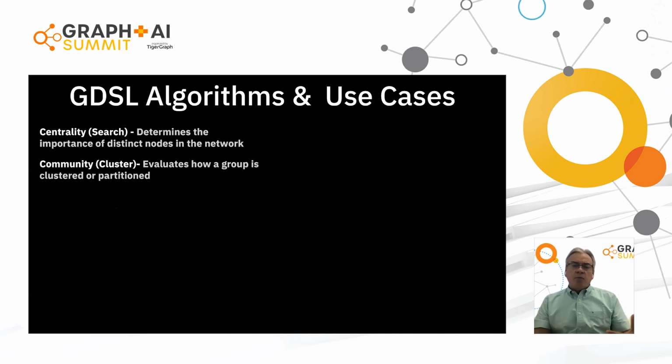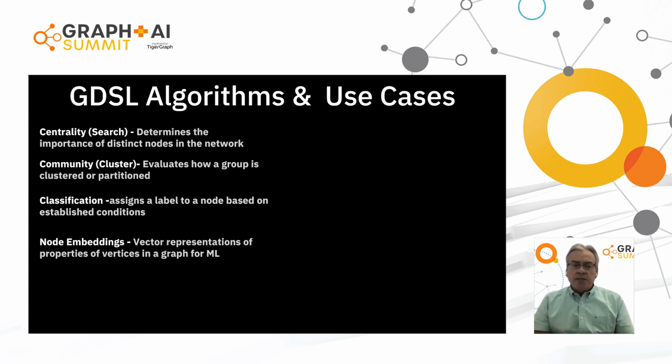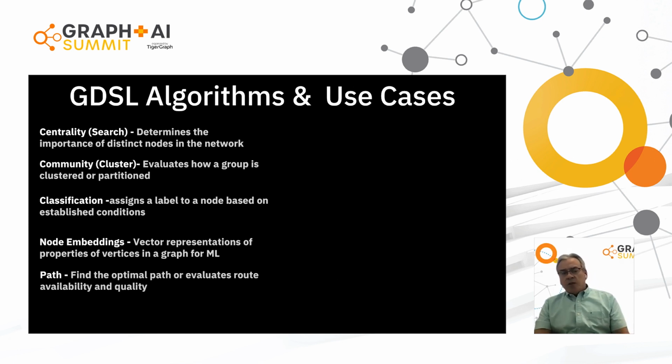Then we want to look at how the graph is partitioned with community or clustering. Then we can do a classification. This is important in machine learning, and we assign labels to a node based on some conditions. And the most recent one that is being provided to us is the node embeddings. With node embeddings, we can do vector representations of the properties of these nodes in a graph for machine learning. We also have path finding, the optimal path between two nodes for routing, availability, and quality.